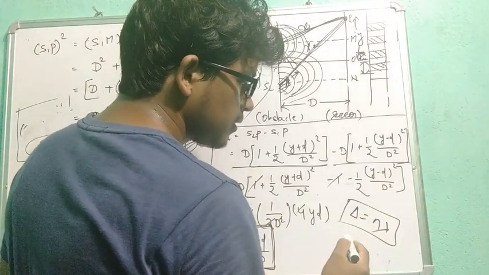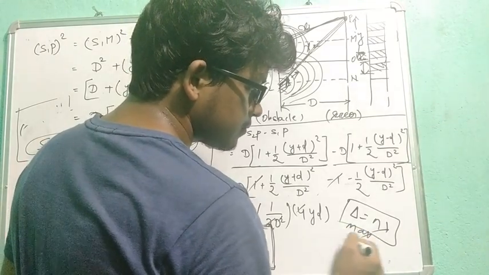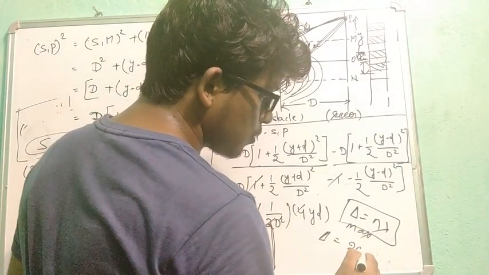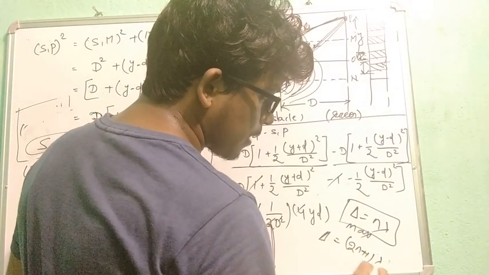This is for maxima. Lambda equal to 2n plus 1 lambda by 2.